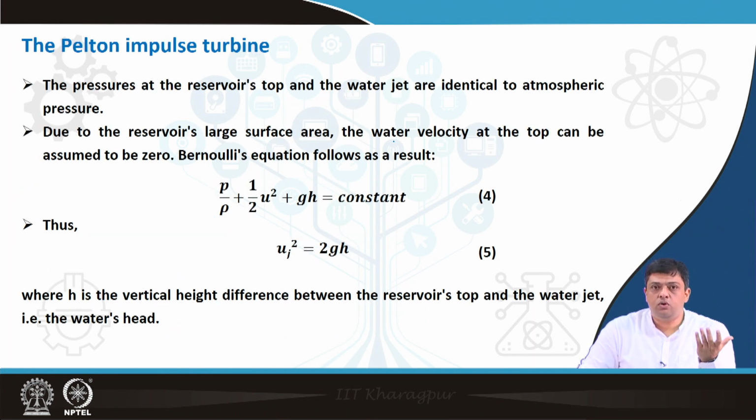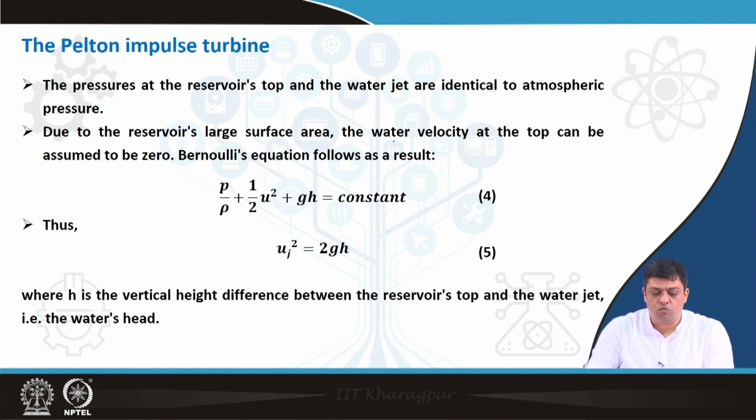Now, if you talk in terms of what we had discussed in the dams, the pressure at the reservoir top and the water jet are identical to atmospheric pressure. Now, due to the large surface area of the reservoir, the water velocity at the top can be assumed to be 0. So, if you have a very large reservoir, you see that the ripples are quite minimal and the velocity at the top of this reservoir's surface is assumed to be 0.